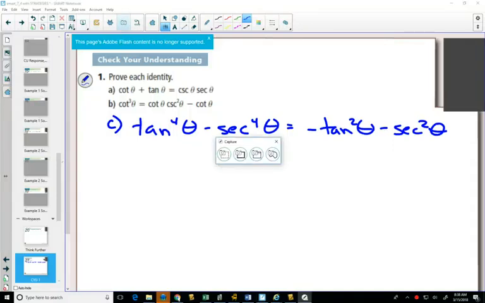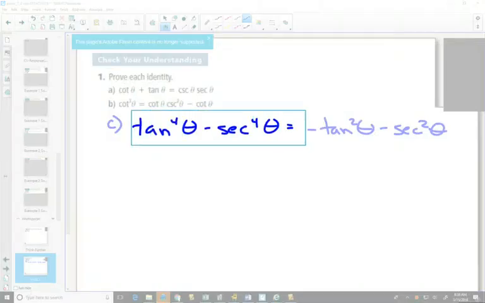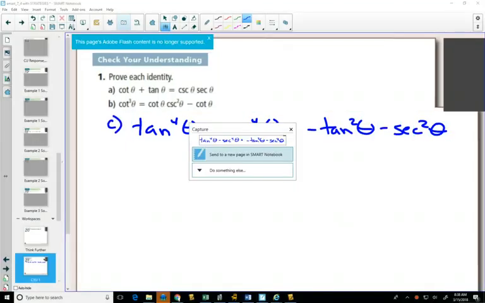All right, so if you have your proofs out from here, I'll get these all on a separate page.